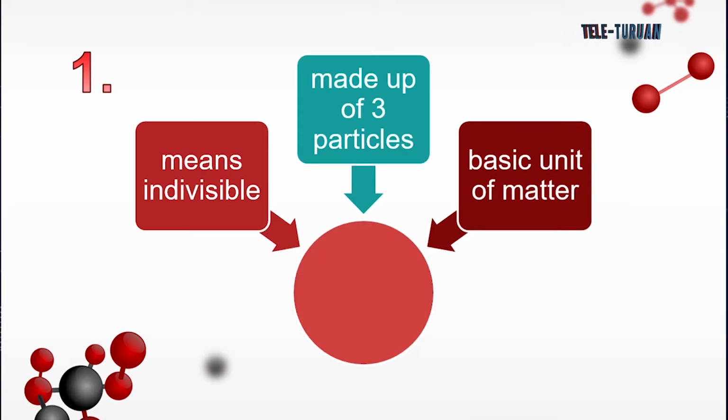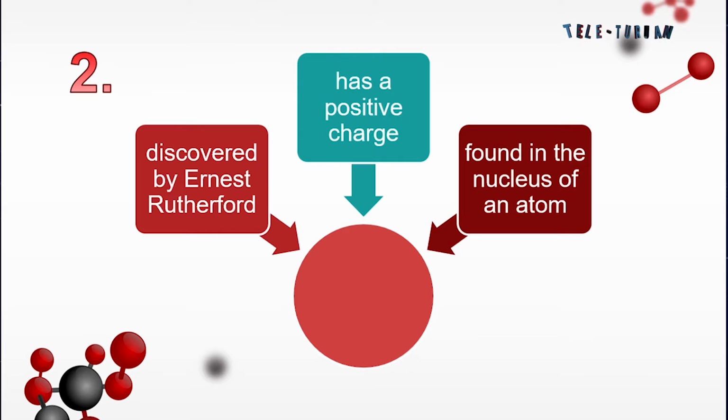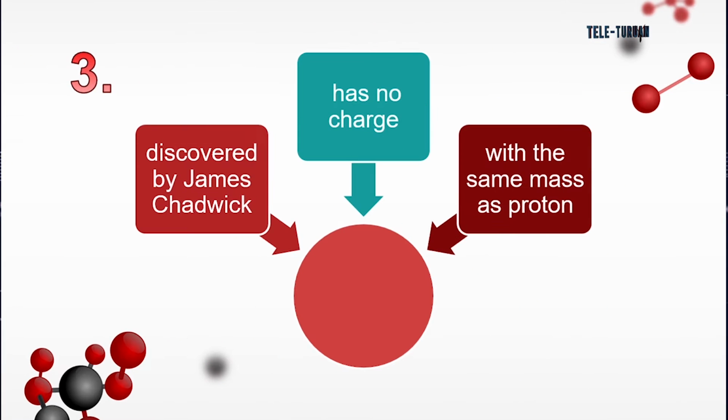First, means indivisible, made up of three particles, and basic unit of matter. You're right! The answer is atom. Second, discovered by Ernest Rutherford, has a positive charge and found in nucleus of an atom. Correct! The answer is proton. For number 3, it was discovered by James Chadwick, has no charge, and with the same mass of proton. Exactly! The correct answer is neutron.